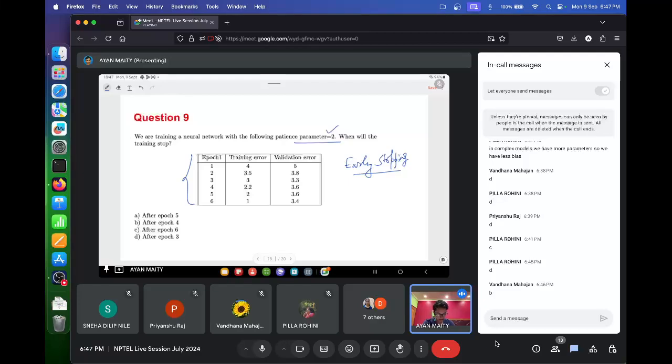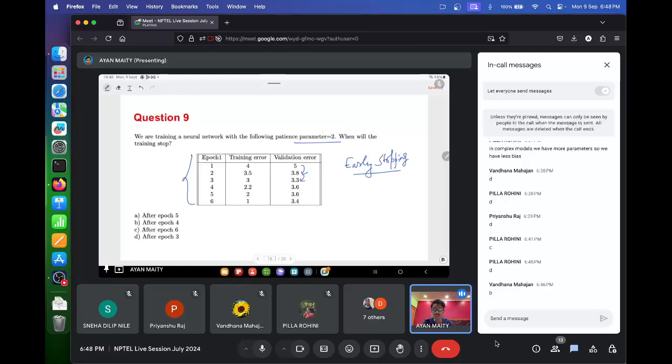So in the early stopping regularization technique, we continue checking the validation error in every iteration. That way we can see whether the validation error is decreasing or not in consecutive iterations. So we will observe that in the second epoch the validation error decreases, and in the next epoch the validation error again decreases.